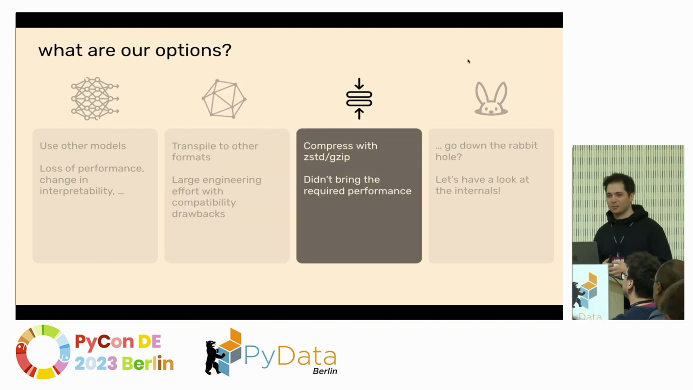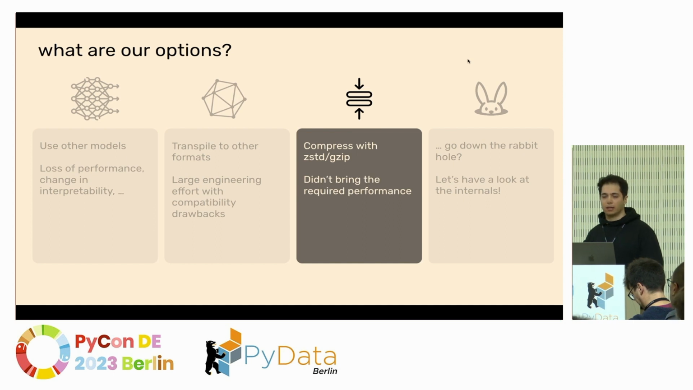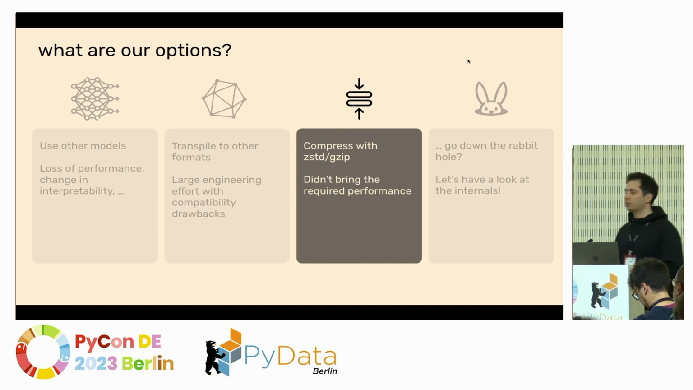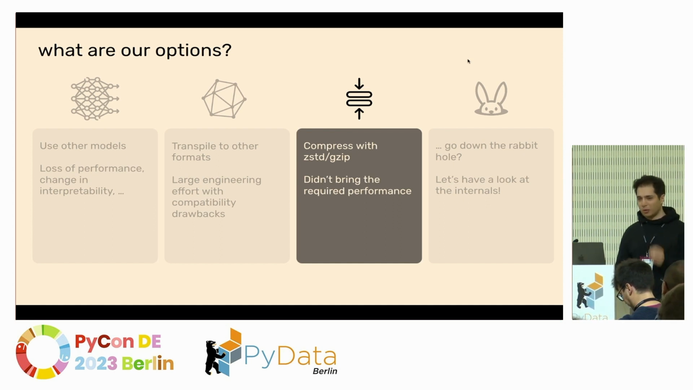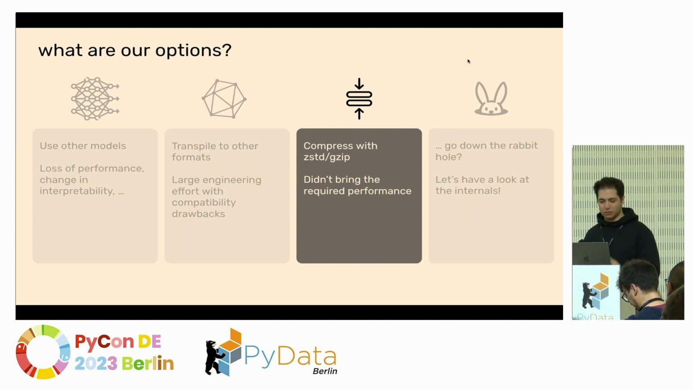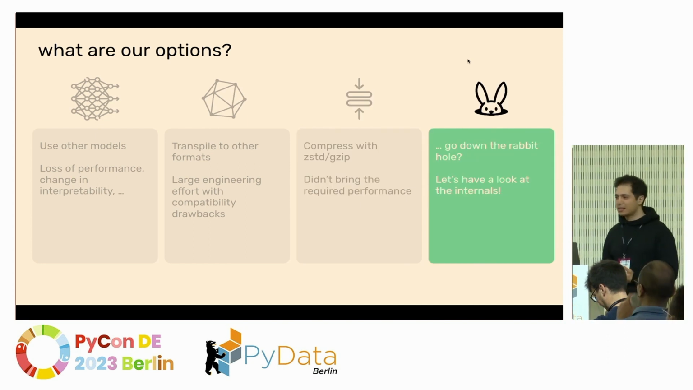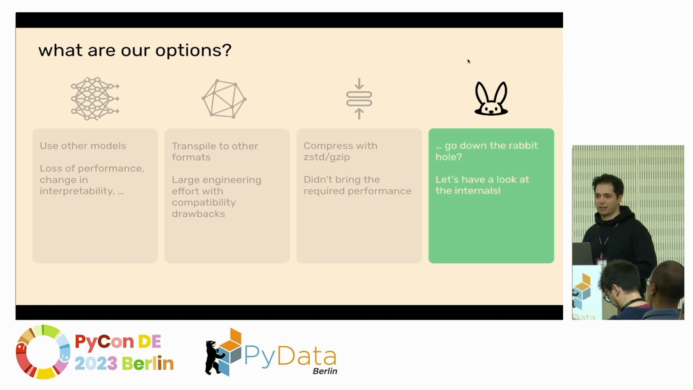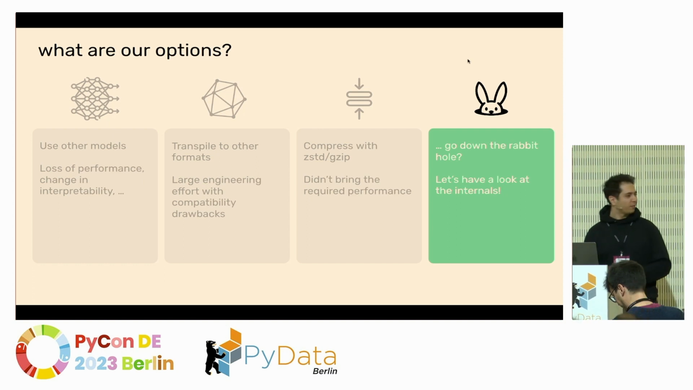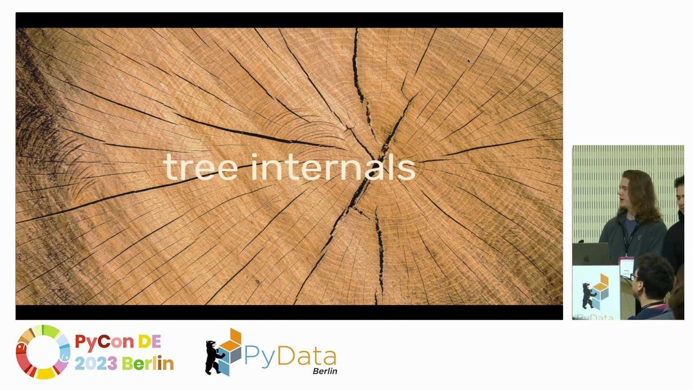And the next one is rather obvious. Why don't you just zip it, use LZMA, Zstandard, etc.? And this works. This works even surprisingly well. And we will come back to this later, actually. But we felt like, OK, there's probably more that we can take out. So we took an afternoon or two or three and went down the rabbit hole and had a look at why these trees are so large anyway. What are they made up of? Let's have a look at how Python actually saves these scikit-learn pipelines.